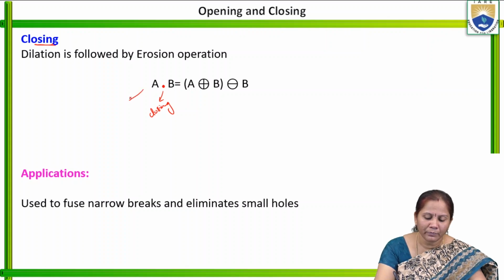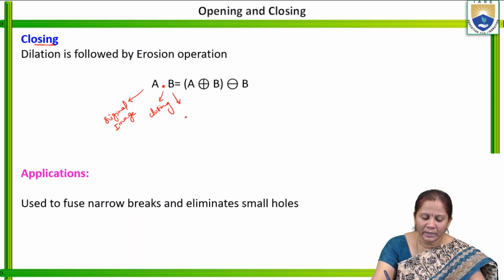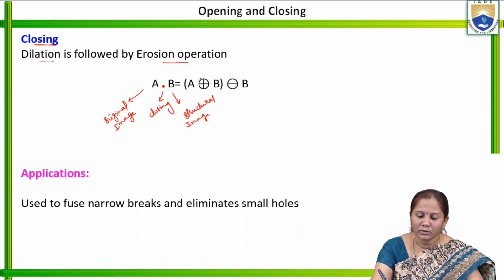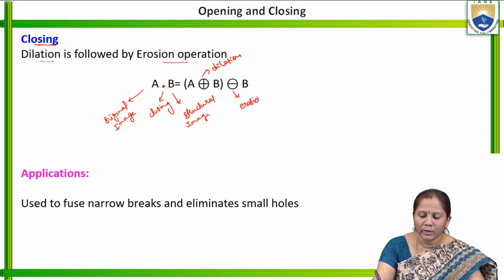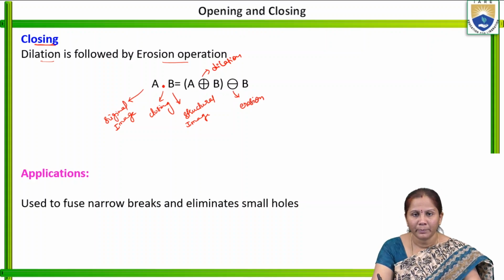Here also, what is meant by A? It represents the original image, and B represents the structural image or structural element. So this is dilation followed by erosion. This is the symbol of dilation, and this is the symbol of erosion. So A closing B is the dilation of A by B followed by erosion by B.